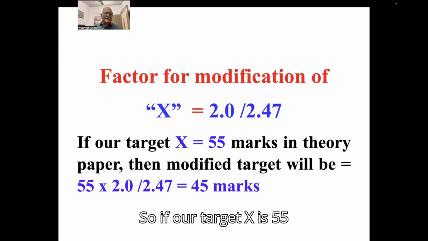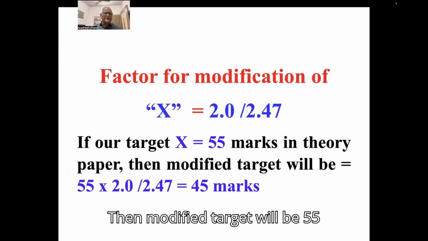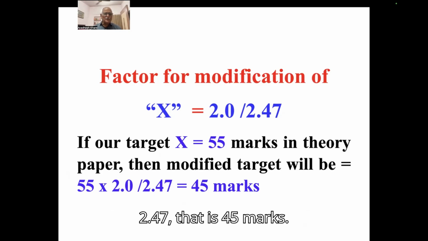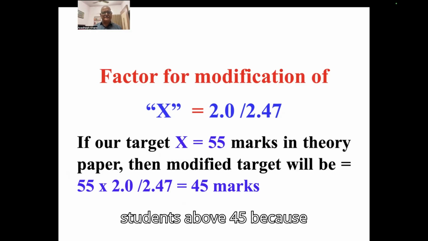So if our target X is 55 marks in the theory paper, then the modified target will be 55 into 2 upon 2.47, that is 45 marks. So in place of 55 marks, we now calculate the marks obtained by the students above 45, because 45 becomes the benchmark.